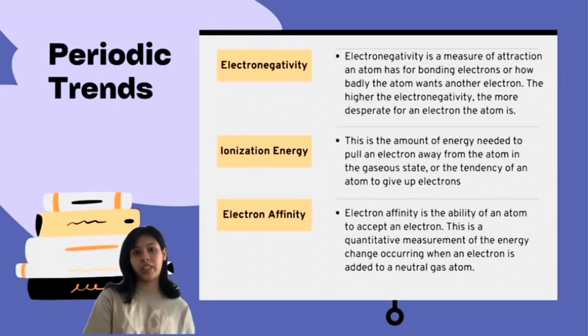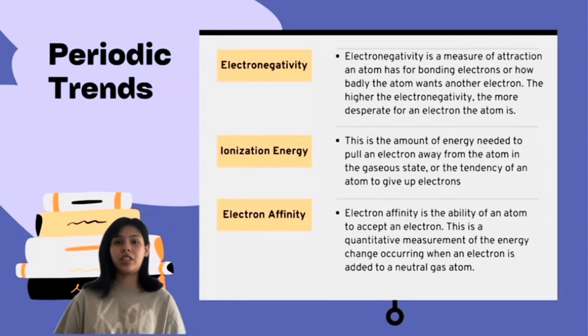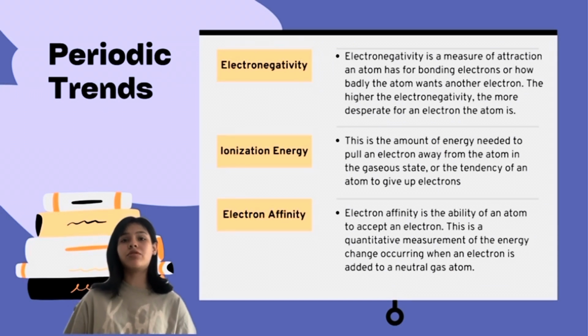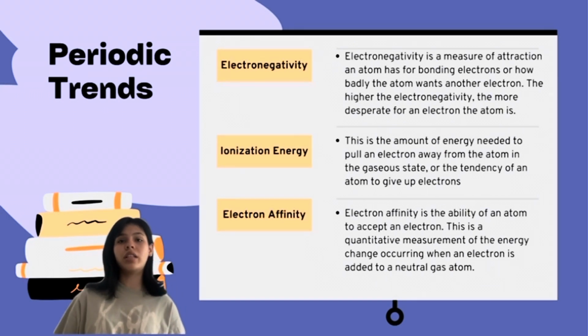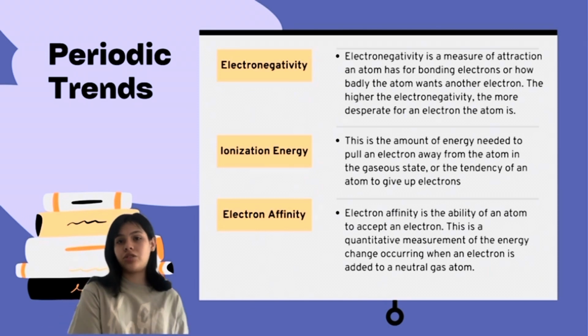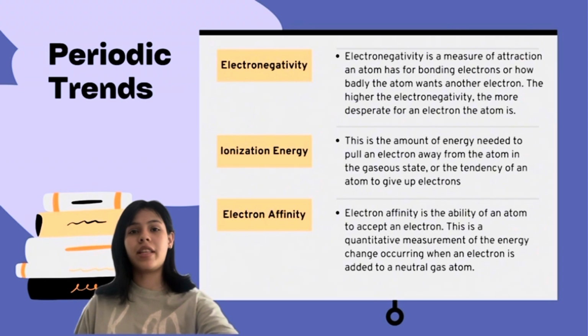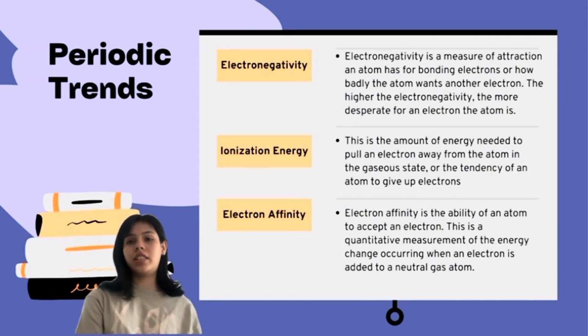Now, periodic trends. First, electronegativity. Electronegativity is a measure of attraction an atom has for bonding electrons, or how badly the atom wants another electron. The higher the electronegativity, the more desperate for an electron the atom is.